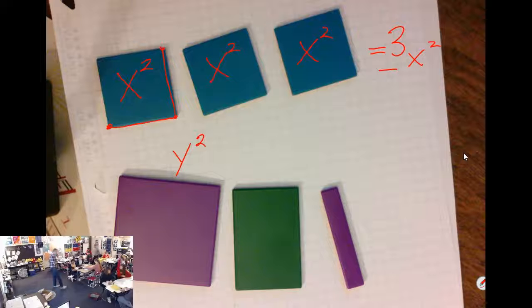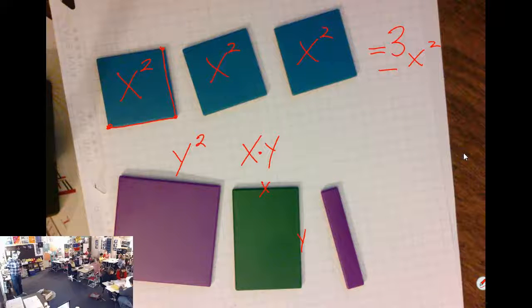It is a rectangle, not a square. You got it? Oh, don't look at the cheat sheet. Alright, apparently some people found the cheat sheets. This dimension's x. This dimension's y. This tile is an XY tile. And this tile is just a Y tile.